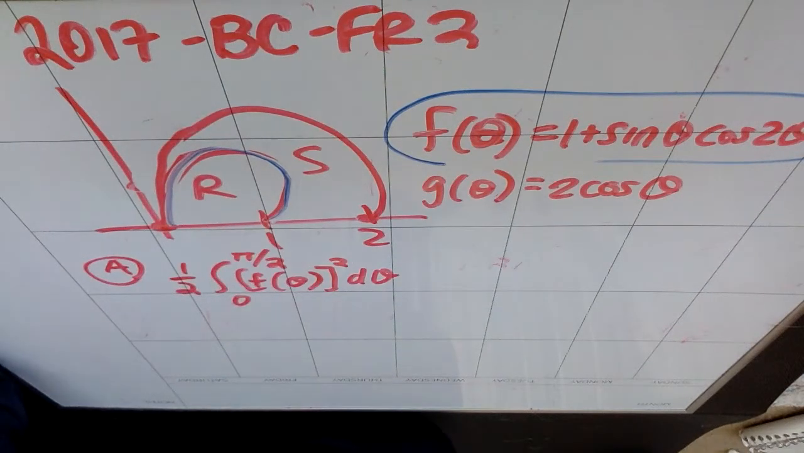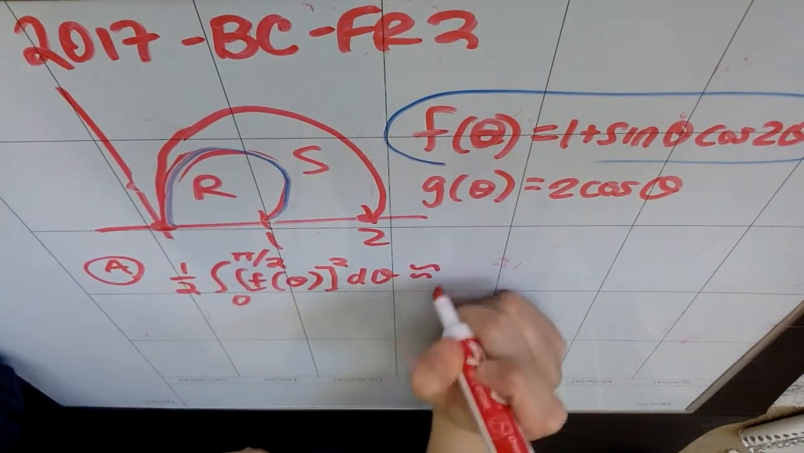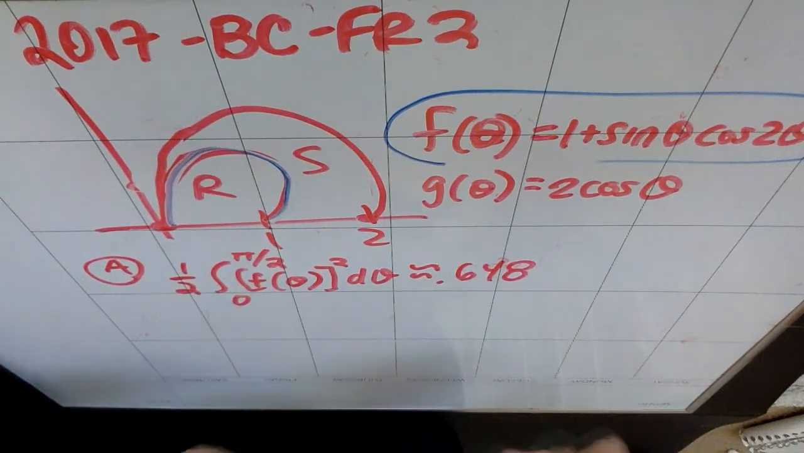And I get a 0.648, which is really all the AP wants from me, right? So the AP wants this, and they want to see the 0.648, and that's it.